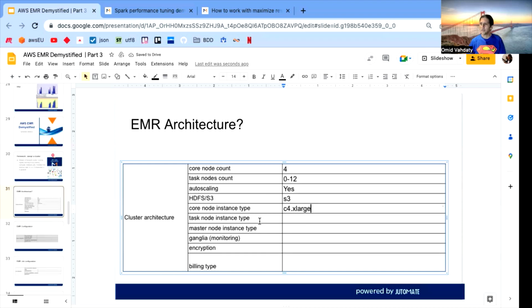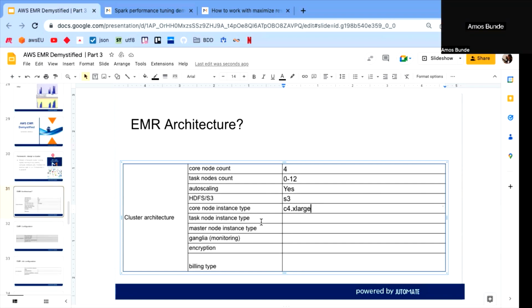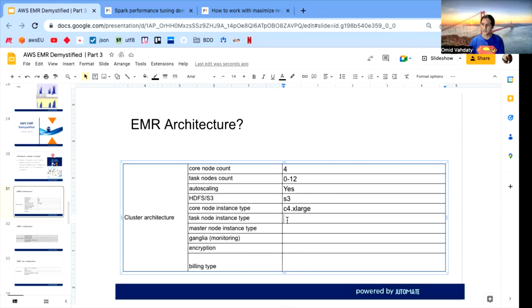Okay. And what about the task nodes? So looking at the fact that we've not introduced HDFS, it may not be task intensive in terms of the memory utilization. So we may go with something less than C4. I think maybe T4 large or something. Never use T instances for EMR because you're going to use them once you use them and you don't want it to slow down your job. So any other instance type would be the more logical choice.